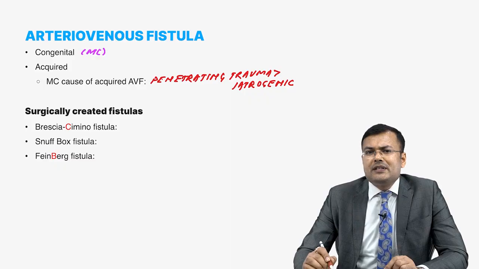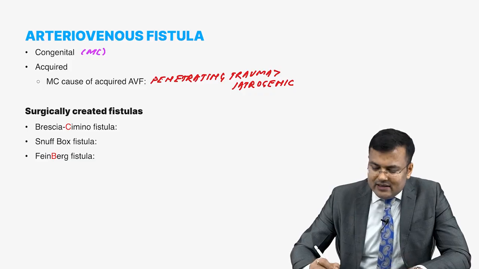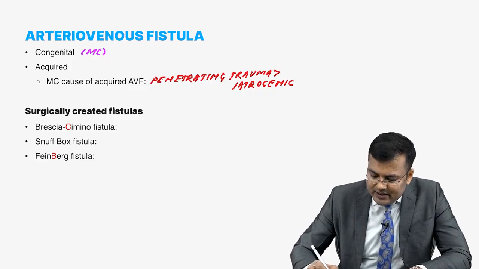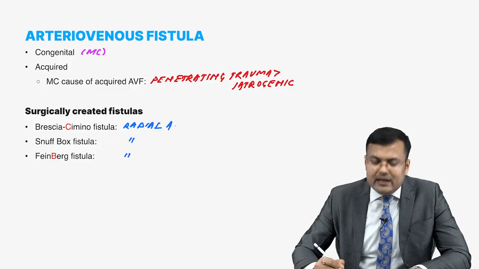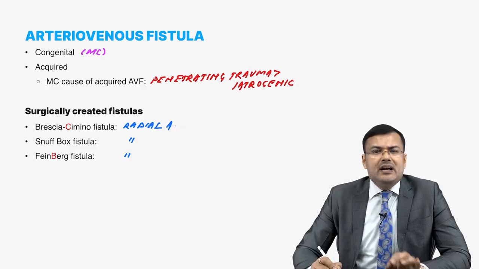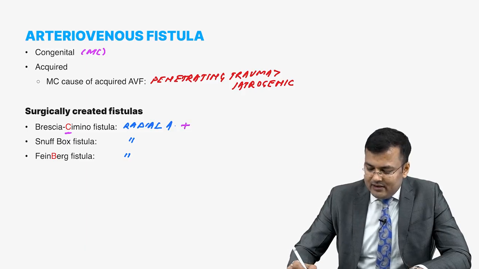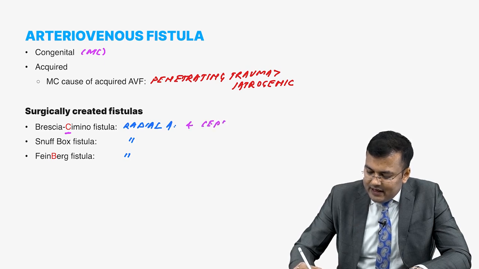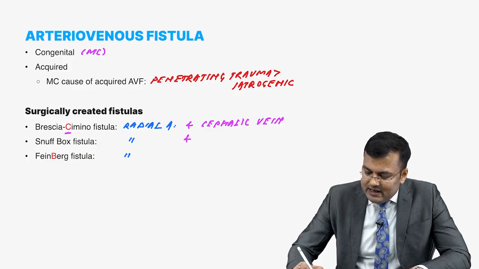What are the names? First is Brescia-Cimino fistula. Guys, one thing is common between all these: the artery is fixed. Which artery? In all these, the artery is the radial artery. Clear? Now how to remember the vein? Brescia-Cimino fistula, it is C, Cimino. So it is between radial artery and cephalic vein. Brescia-Cimino, cephalic vein. Snuff box fistula, again, is between radial artery and cephalic vein.